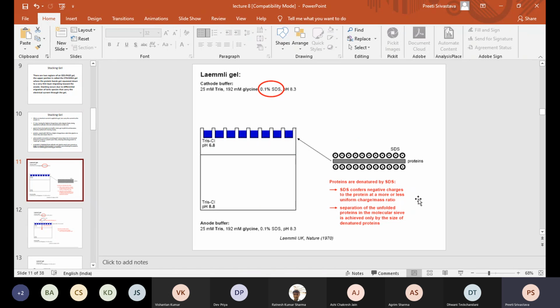SDS confers negative charge to the protein. So that is why you see that the protein has completely denatured and it is coated uniformly with negative charge. Therefore, in this case, the protein separates completely based upon the molecular weight. Point number one: the purpose of SDS is two. Number one, it imparts negative charge to the protein, and number two, it denatures the protein. So therefore, protein separates completely based upon molecular weight.